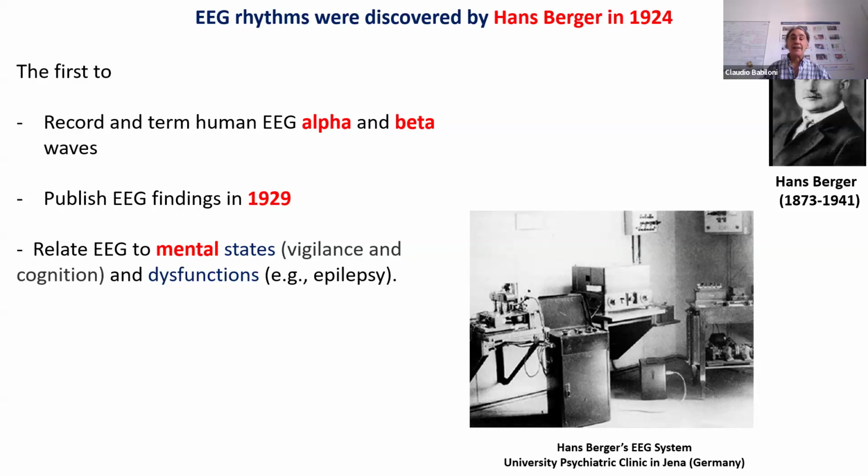The intuition of Hans Berger was that EEG could represent a probe to investigate the neural correlates of mental states, so vigilance, transition to sleep, and also cognition. And he was the first to understand the importance of recording epileptiform activity by means of EEG recordings in epilepsy patients.